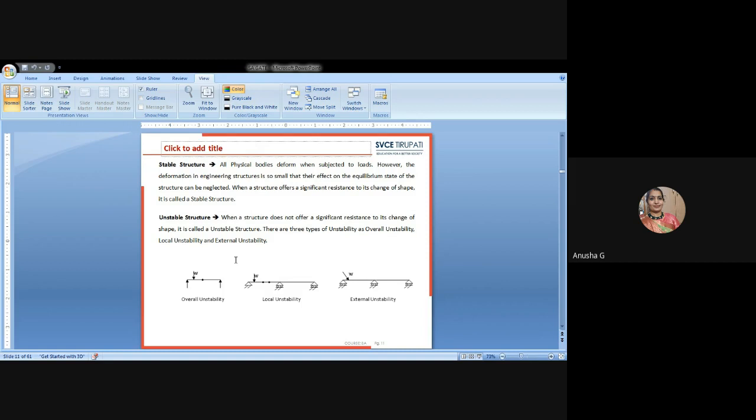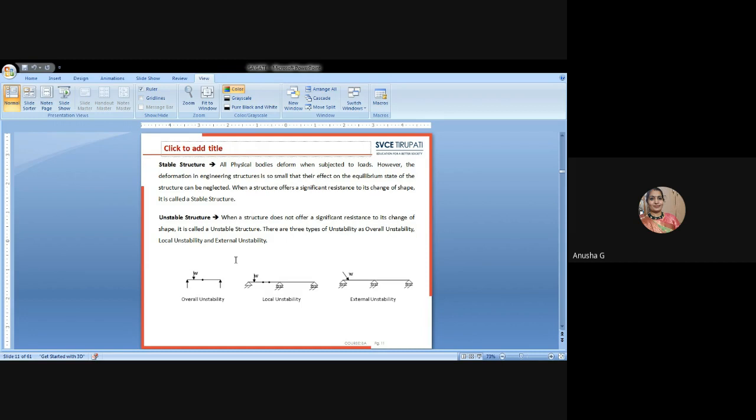When a structure does not offer significant resistance to its change of shape, it is called an unstable structure. There are 3 types observed in our day-to-day life: overall instability, local instability, and external instability. For any structure, you can observe these 3 types of unstable structure.